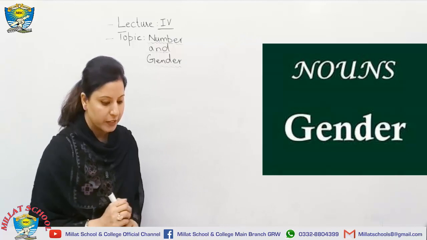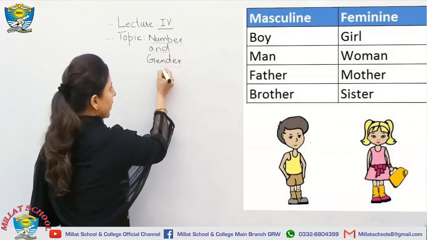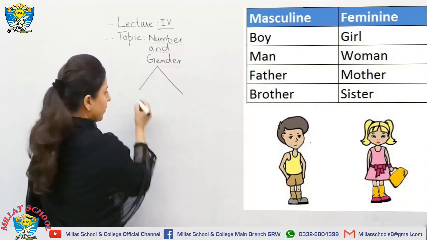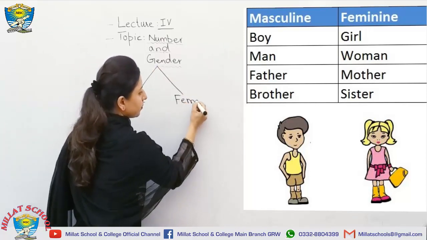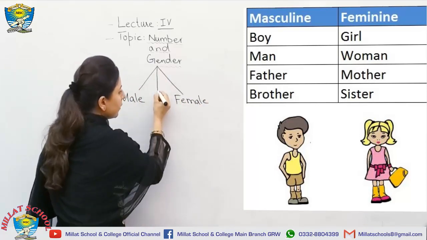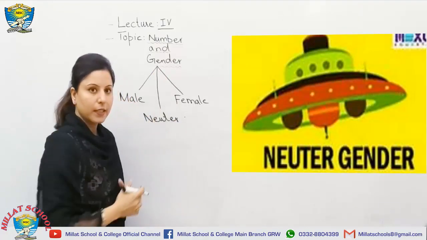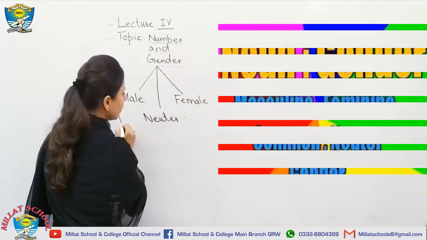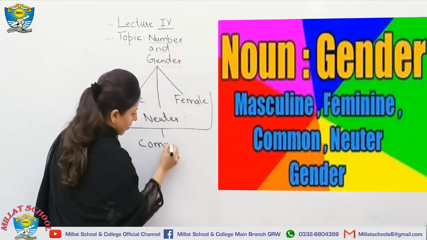Have a look at gender. The picture is showing you something about gender. Gender is of 2 types, male gender and female gender. What if I say that there is another gender, and that is neuter? One more thing here, of all the genders, is the common gender.